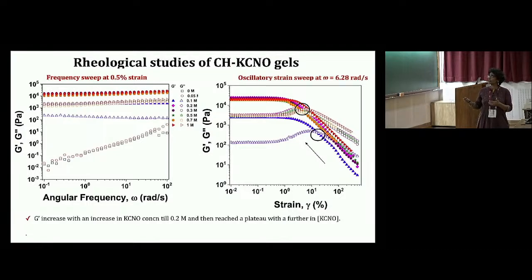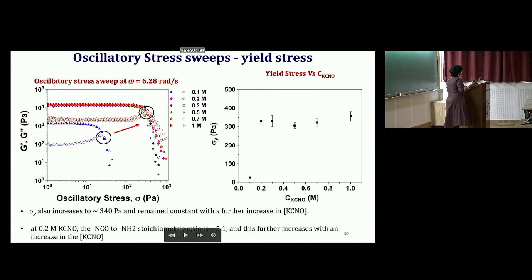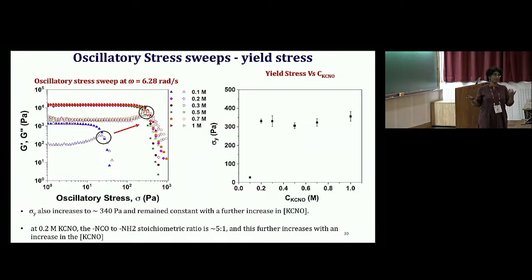We also did the oscillatory strain sweeps at 1 hertz or 6.28 radian per second to see what the yielding strain of this is. These are brittle materials, so we don't have very large yield strains. In terms of yield stress, this study was majorly focusing on how you can make these carbamylated chitosan and what the properties of this would be.